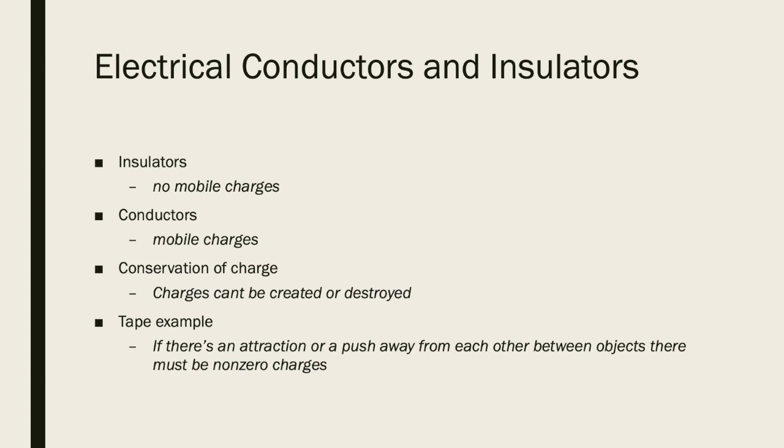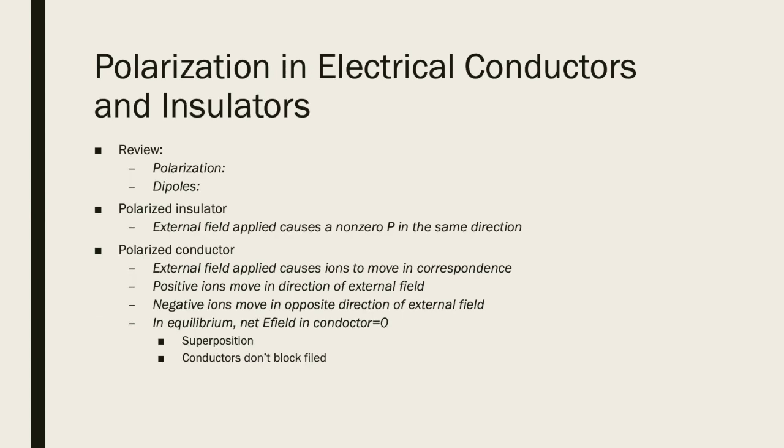The video then went on to give an example of how electrical conductors or insulators show conservation of charge by showing tape as it is removed from one another. If the tape showed an attraction between each other, they both must have a non-zero net charge.